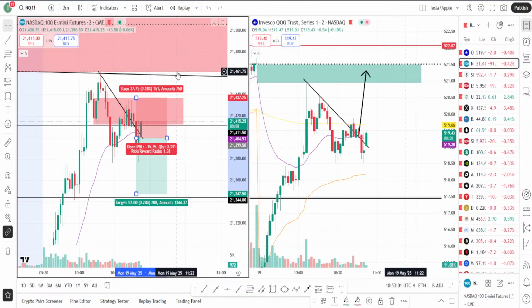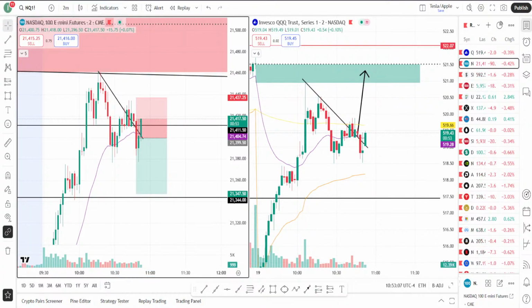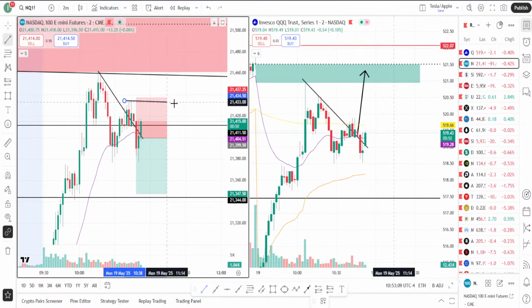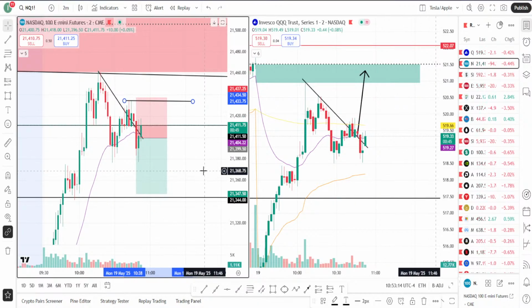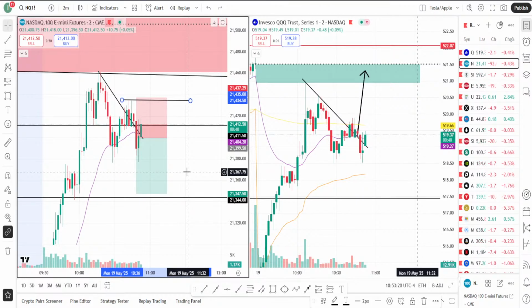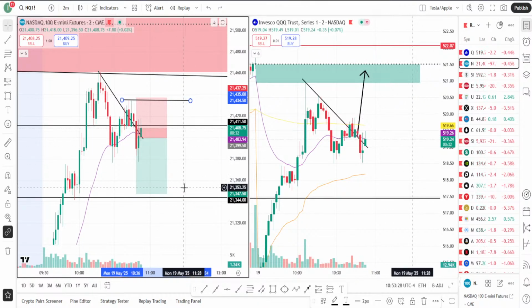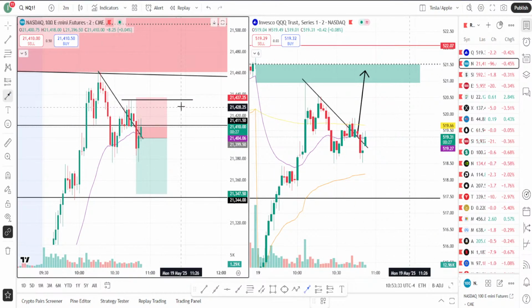Okay, so sellers would now have to hold this resistance for this to be a valid play still, right? They would have to hold resistance here, or even better, if they hold this support as resistance right here. If they can manage to hold it below there, then we're fine. Hold below.